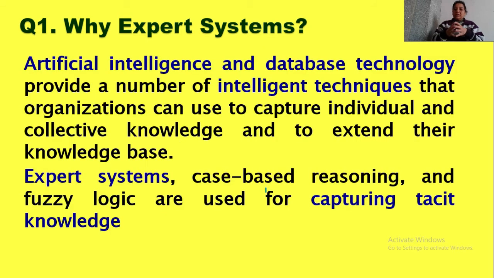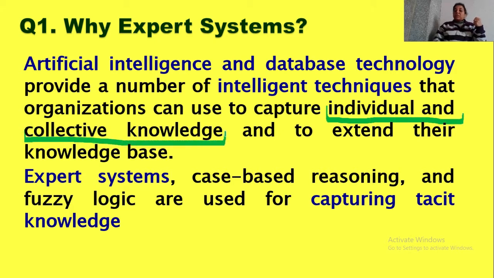We can also say that we have artificial intelligence these days, and we have database technologies working at the back end. So we have a beautiful combination of artificial intelligence and database technology. When both are combined together, a number of intelligent techniques can emerge, which can help many organizations capture individual or collective knowledge so that it can be stored in a particular knowledge base. These are intelligent techniques that organizations can use to capture individual and collective knowledge and to extend their knowledge base.